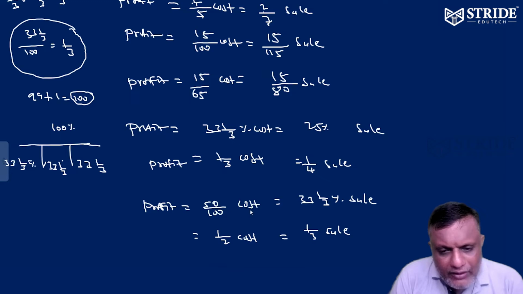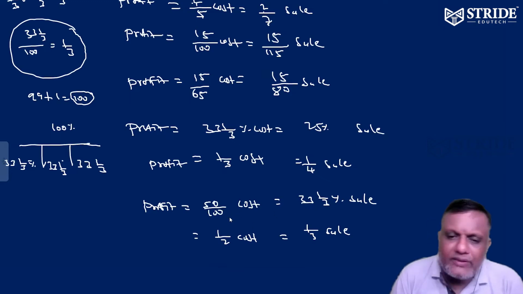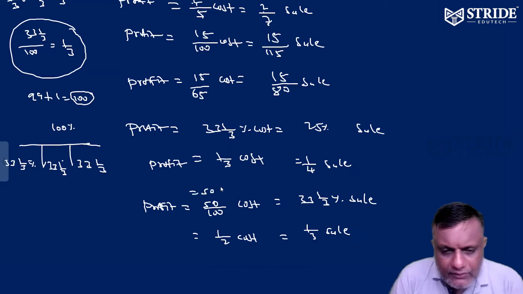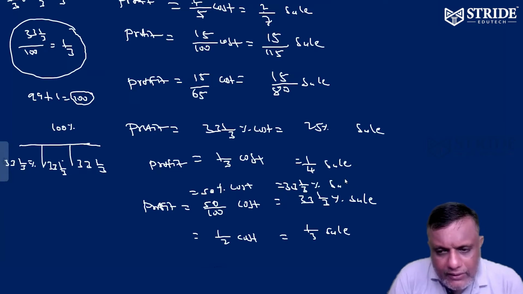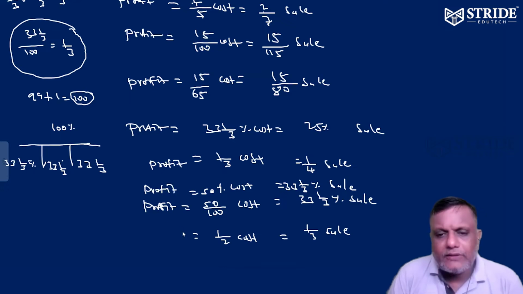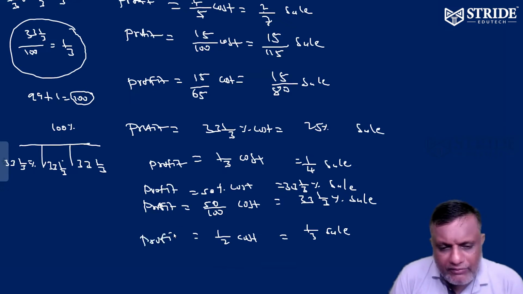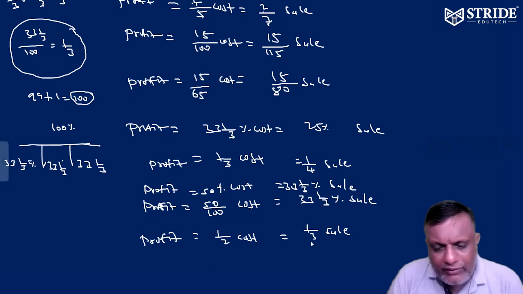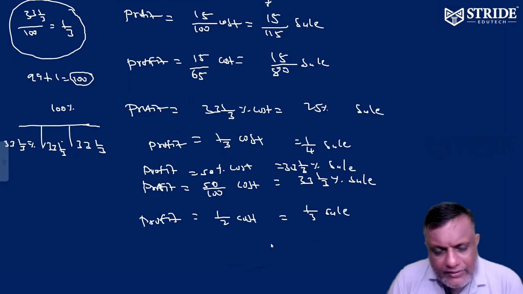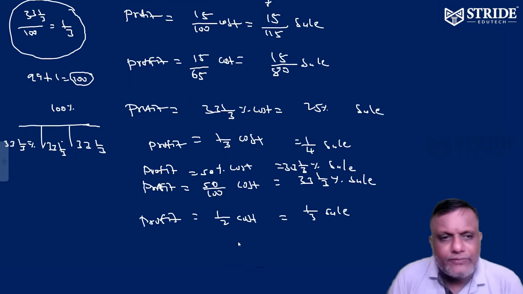So 50% of cost is equivalent to 33 1/3% of sale. That's a trick. We are going to apply this concept in all MCQ models. Both give the same profit. 1/2 of cost, 1/3 of sale. 1/3 of cost, 1/4 of sale. 1/5 of cost, 1/6 of sale. 1/9 of cost, 1/10 of sale. 2/5 of cost, 2/7 of sale. 2/3 of cost, 2/5 of sale. Just like this. That's the idea.